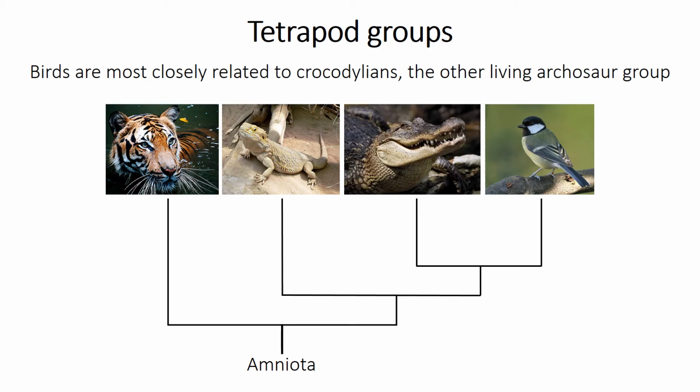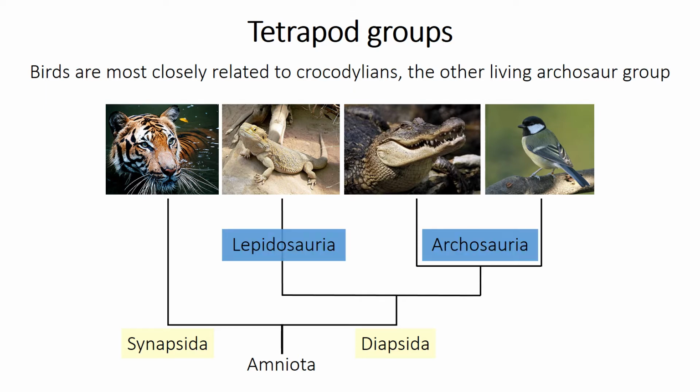So birds are one of the main living groups of tetrapods. So if we ignore amphibians, the other tetrapods are divided into two big groups: synapsids, which include mammals, and diapsids, which is everything else basically. And so birds are diapsids, and they're actually the closest living relatives of crocodiles and alligators in a group called Archosauria.